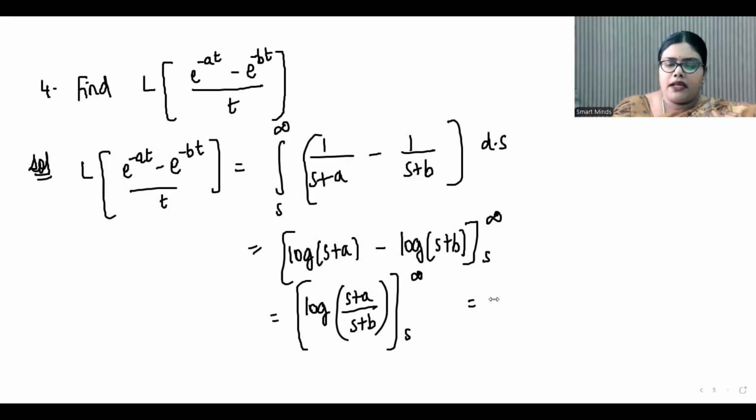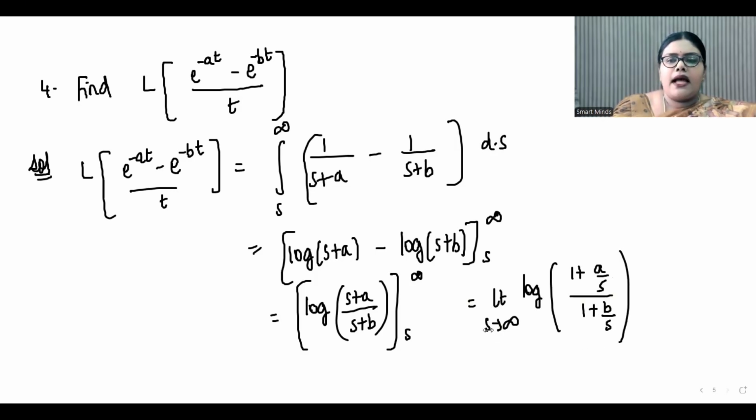This can be written as limit s tends to infinity log. Now we are dividing numerator and denominator by s. So you will get 1 plus a by s by 1 plus b by s. As s tends to infinity, 1 by s tends to 0. Minus log s plus a by s plus b.